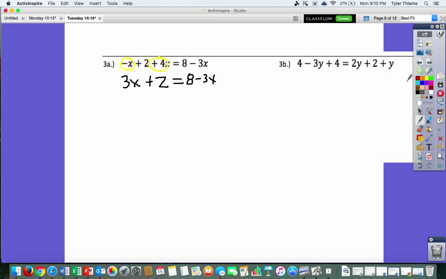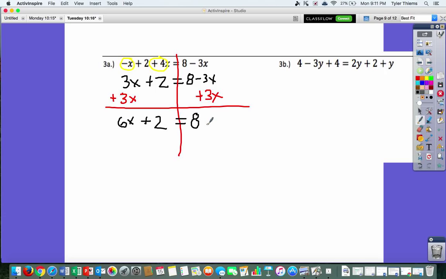Okay, so now again we're back to having variables on both sides. I like to keep my x terms positive, so balance line. I'm going to add 3x here to get rid of that 3x and move it over to this side. Plus 3x here. So the new equation, 3x plus 3x is 6x plus 2 is equal to 8. Now we're going to subtract 2 to the left and subtract 2 to the right. And that gives us 6x is equal to 6.